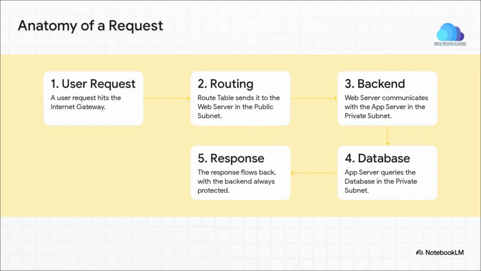Step 3, now the web server needs to do some work, so it talks to the application server, which lives safely in a private subnet. Step 4, that app server needs data, so it queries your database, which is tucked away in another, even more secure private subnet. And then, Step 5, the response flows all the way back through that same path. See the magic here? At no point were your application server or your database ever directly exposed to the internet. That is classic, secure, layered cloud architecture.